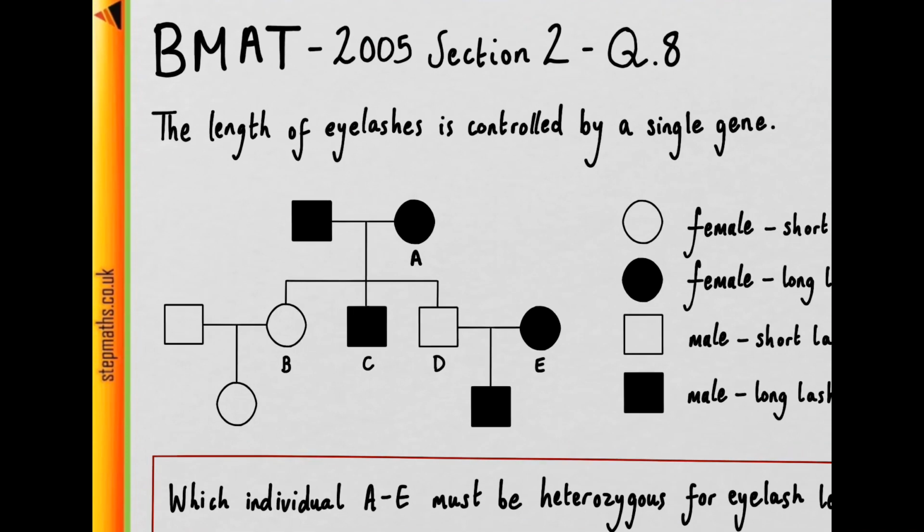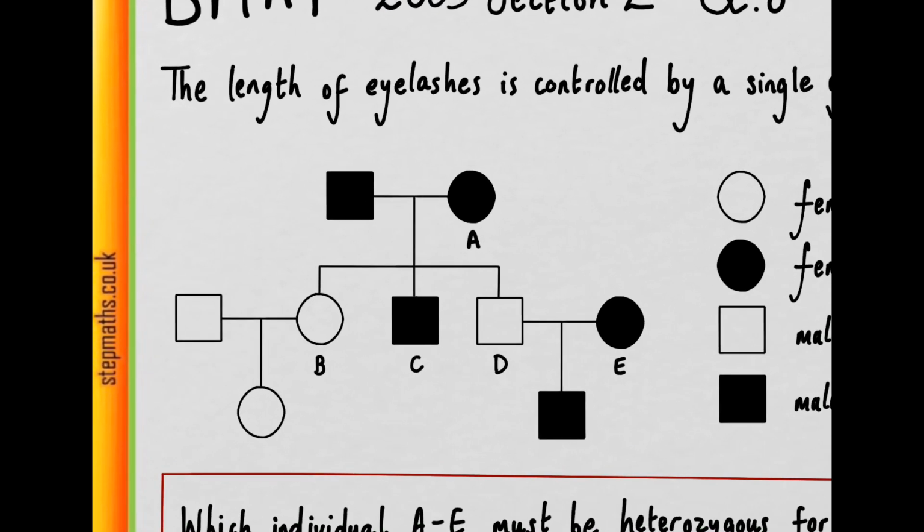And in order to work this out, we can have a look here and see that despite our parents here happening to both have long eyelashes, some of the offspring still had short eyelashes. So this proves that this must be a dominant form of inheritance.